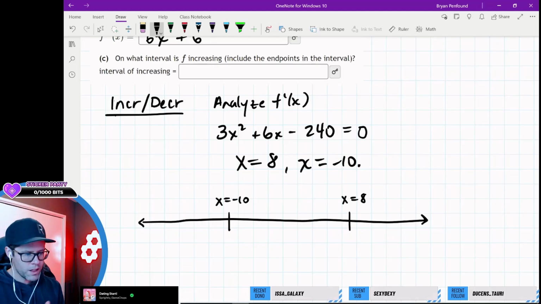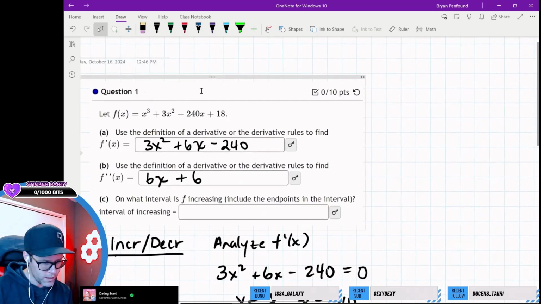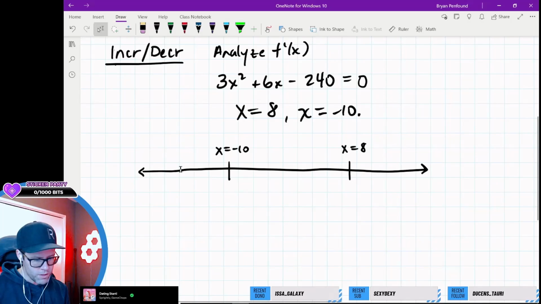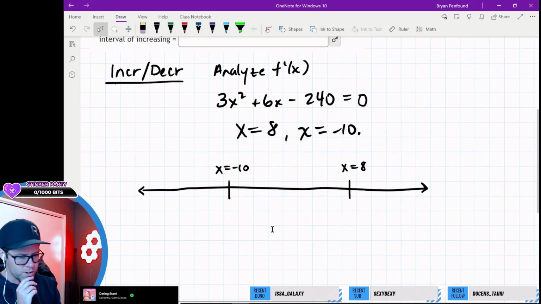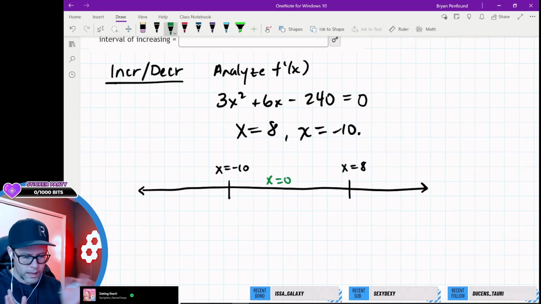And then I want to think about choosing test values. And this is a polynomial, so we don't have any asymptotes or asymptotic behavior that we have to worry about. So I should theoretically just be able to pick x values inside these intervals. So we have an interval in between, for example, negative 10 to positive 8. So I could take x is equal to 0 here as my test point.